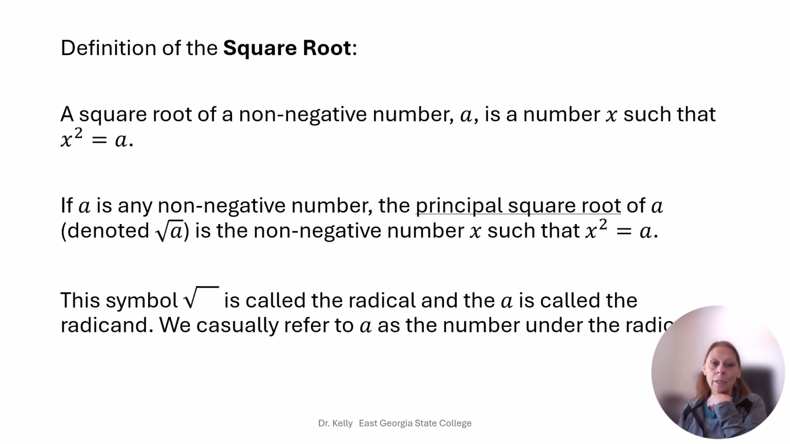The symbol here is called the radical, and the a is called the radicand. We casually refer to a as the number under the radical, and I even more casually refer to it as the guts of the radical. I like to call it the guts.